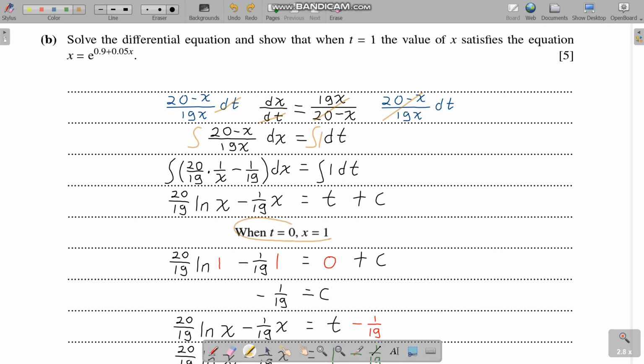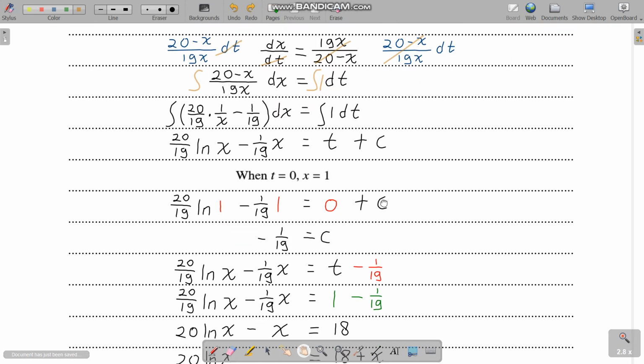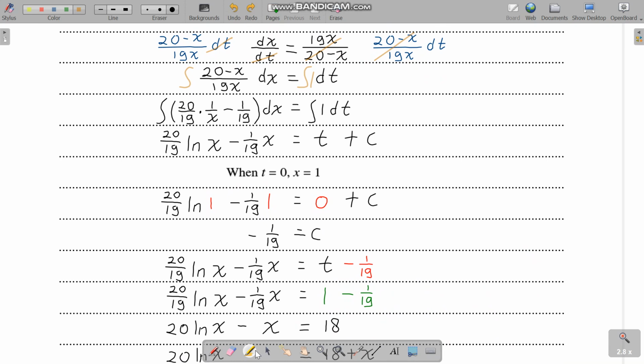Now we have this boundary condition, we're going to plug in t and x. The x is 1, the t is 0, and ln 1 happens to be 0, so we have only minus 1 over 19. So the c is minus 1 over 19. Okay, now we replace this c with minus 1 over 19.